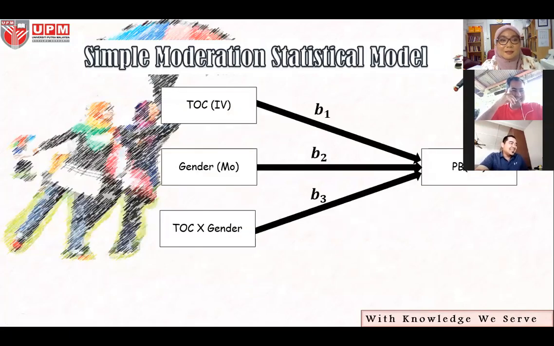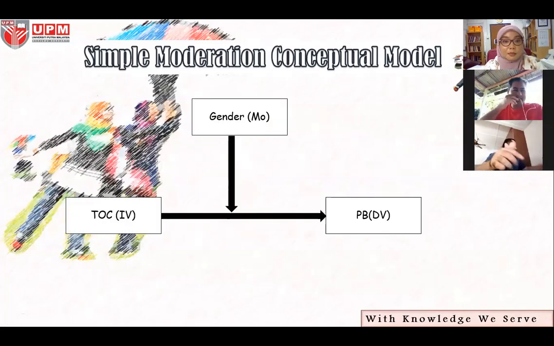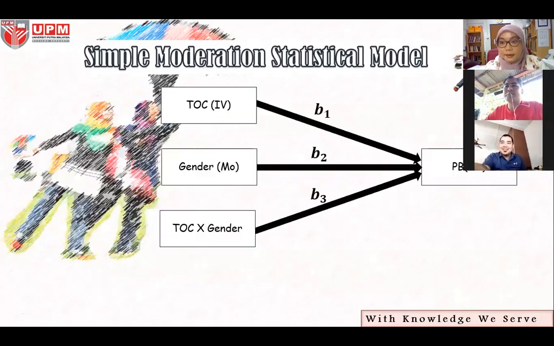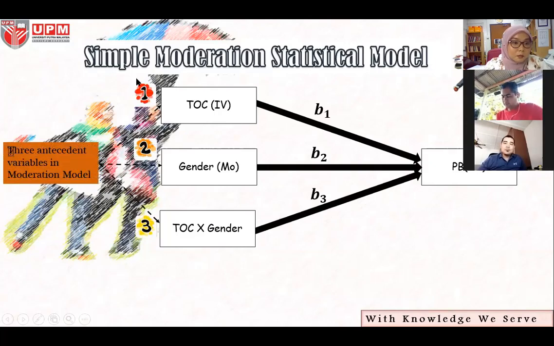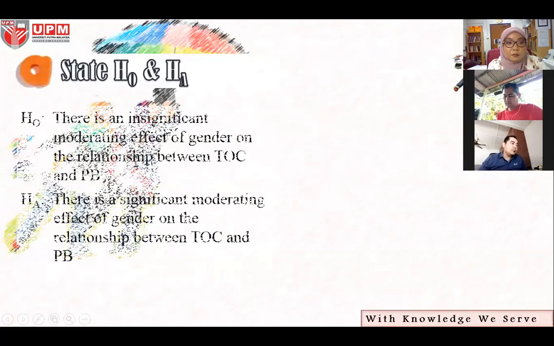Okay, so this is the model after we illustrate it into the conceptual model. This is how it looks. But to run the analysis, you better come up with this simple moderation statistical model, in which we need to get the value for beta 1, which is the relationship between TOC and DV, gender, which is our moderator, beta 2, and then the interaction between task-oriented coping and gender, which is beta 3, the value that we want. So we have 3 antecedent variables in the moderation model. So this is the step.